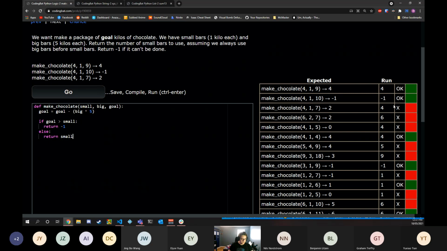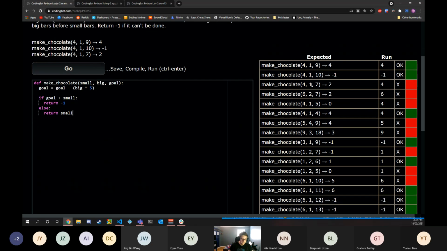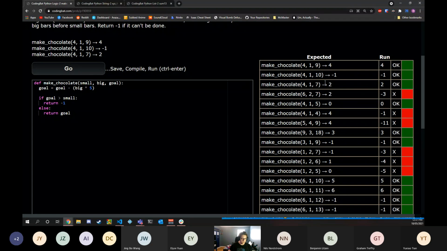Now this works for a bulk majority of the situations, except situations like this. For some reason, it's returned small. What it should do is return the difference between small and the remaining goal. So this is 2. I shouldn't return small. I should return goal. That accounts for that. Now, here's the situation I was actually worried about.